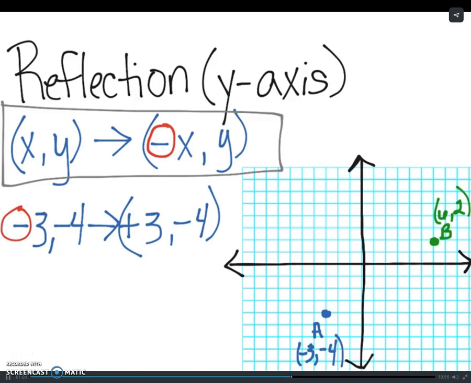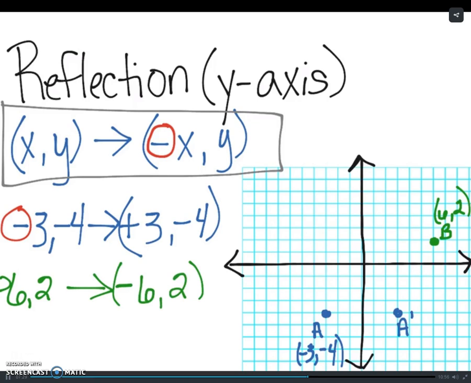So we're going to go over 3 to the right, and then down 4. So that would be here. This would be our new A coordinate. Try again, this time with B. Our original coordinates are (6, 2). And again, we're going to change the sign in front of the 6. Since there's no sign, that means it's positive, so we're going to change it to a negative. So it'll be (-6, 2), and the 2 stays the same. This time, you're going to go back 6, and then up 2. And that would be our B prime.